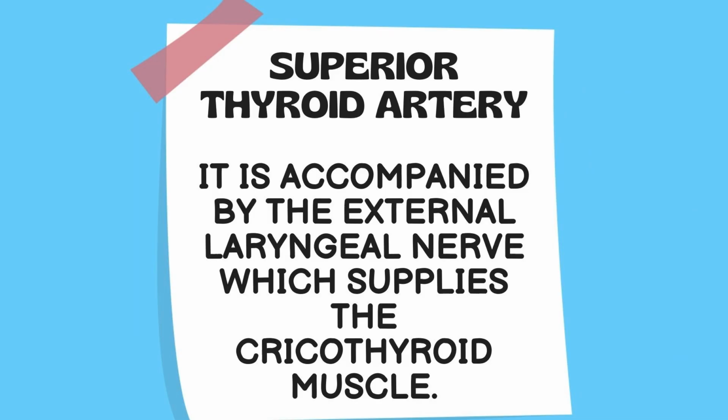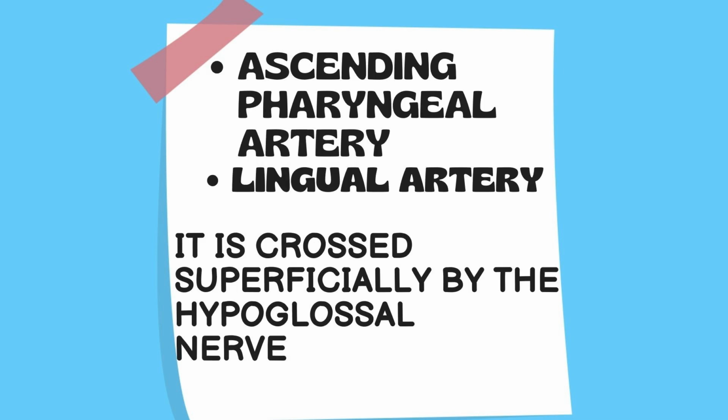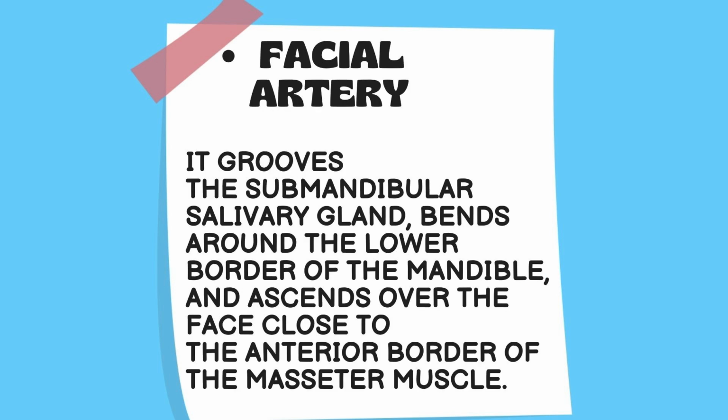I'm going to briefly discuss the branches of the external carotid artery which are important for the MCQ. The first is the superior thyroid artery, which is related to the external laryngeal nerve, and this nerve supplies the cricothyroid muscle. Then we have the ascending pharyngeal artery and the lingual artery. The lingual artery is crossed superficially by the hypoglossal nerve. So it's important for you to remember the relations of the nerves with these arteries.